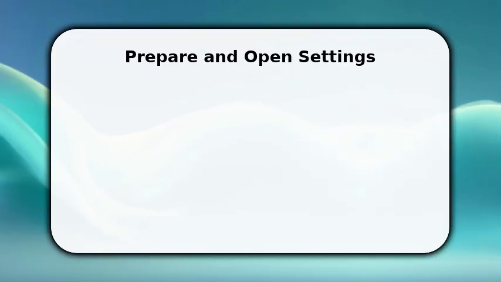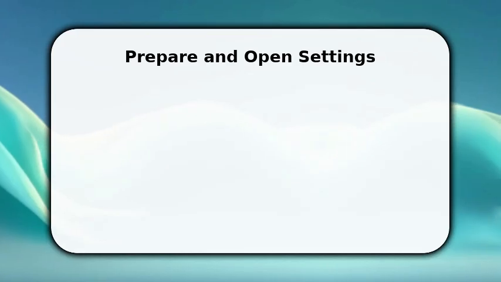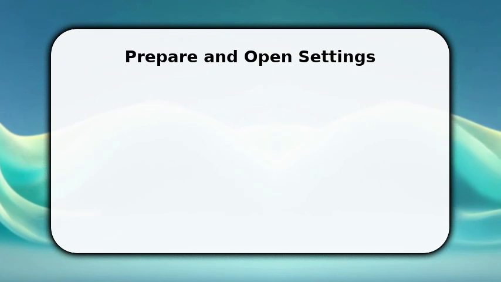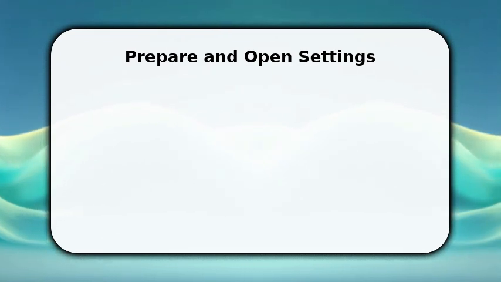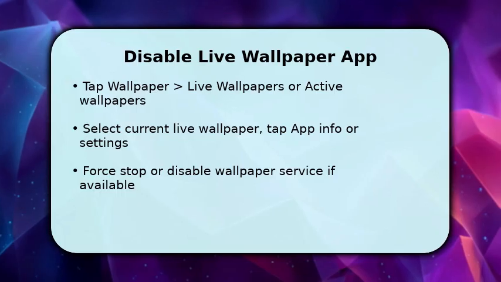This takes you to the live wallpaper controls. You're doing this so you can access the active Wallpaper app and disable background animations cleanly, not just change an image. Once in Wallpaper, tap Live Wallpapers or Active Wallpapers to reveal what's running. You'll see the current live wallpaper preview.